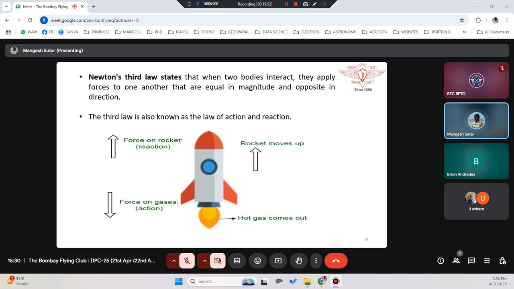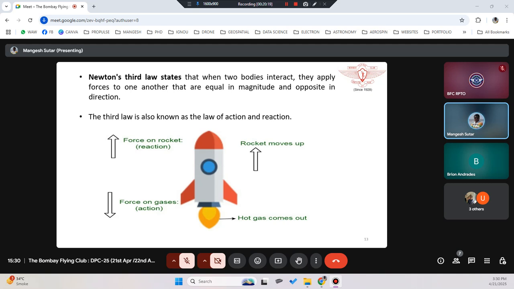So what happens here is that when two bodies interact, they apply forces to one another that are equal in magnitude and opposite in direction. If you see the example of a rocket, imagine it is on the launch pad. Does it move on its own? No, because there is no force applying. There is only one force applied on the rocket, which is gravity. That's the weight of the rocket, it is pulling it down.